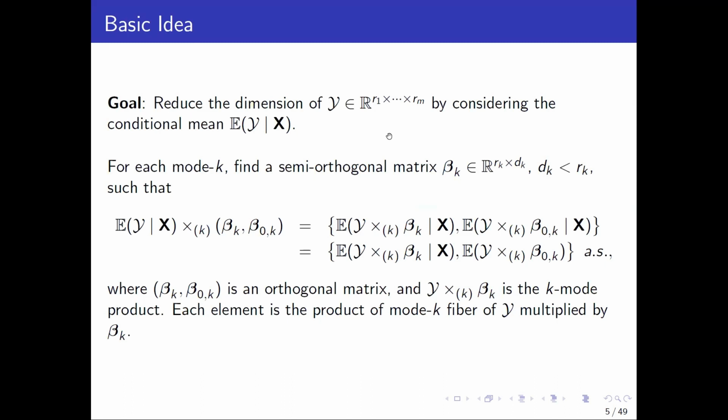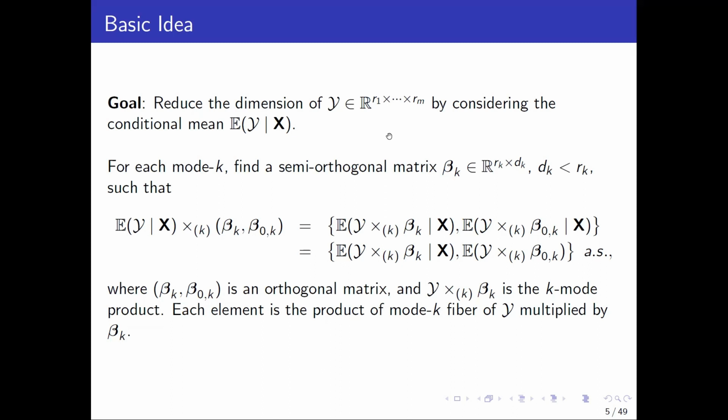In order to show you the big picture first, let me briefly go over this slide. Our goal is to reduce the dimension of a tensor response where the dimension is R1 times up to Rm, which means I'm going to have m different modes. I will achieve the dimension reduction on the tensor by focusing on the conditional mean, which is the main interest for the regression model. So this is our idea.